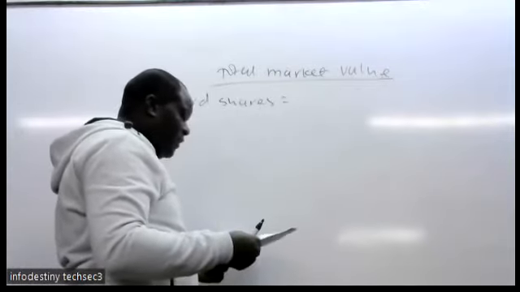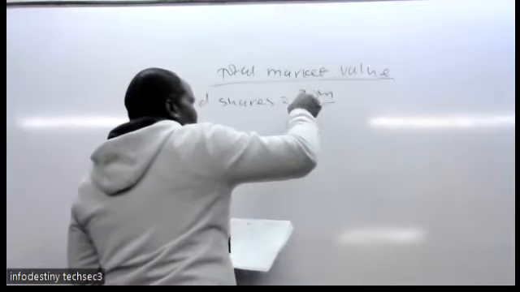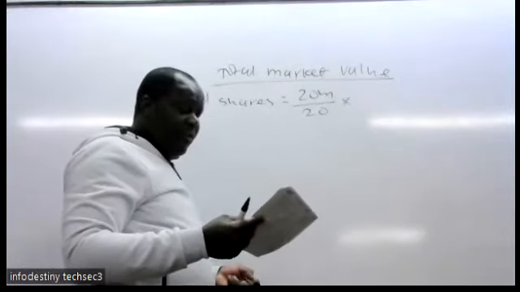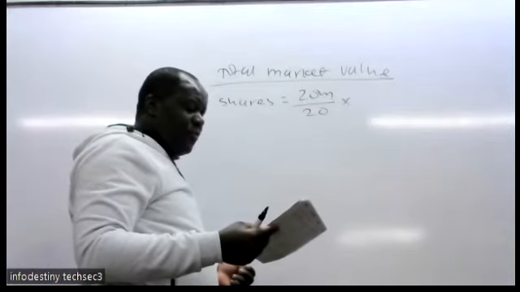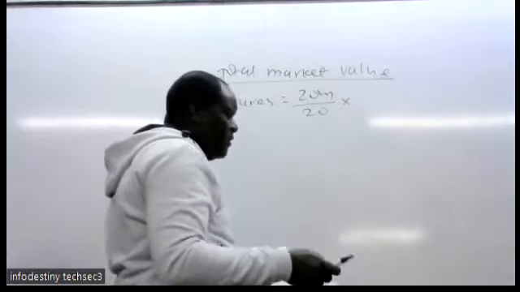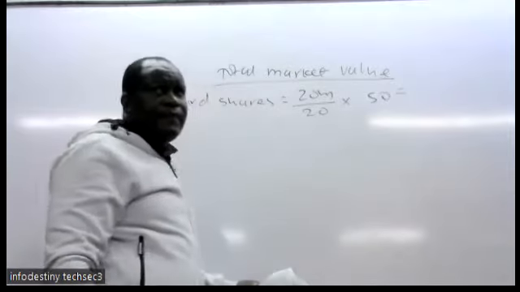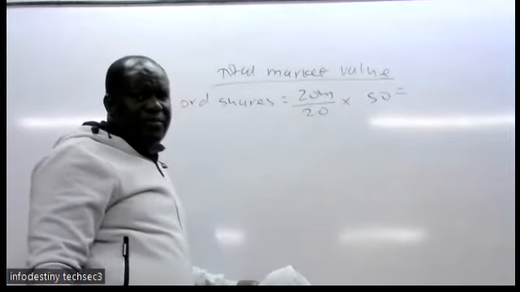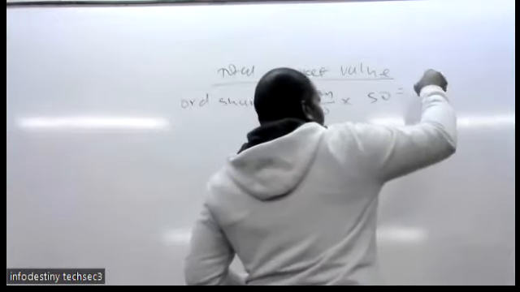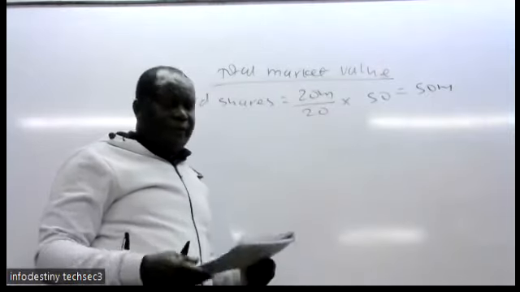For the ordinary shares, the total amount is 20 million divided by the par value, which is 20. That gives you the number of ordinary shares. Then you go to note number 3. The ordinary shares of the company are currently selling at shillings 50 each, so multiply by 50. When you take 20 million divided by 20, multiplied by 50, you get 50 million.